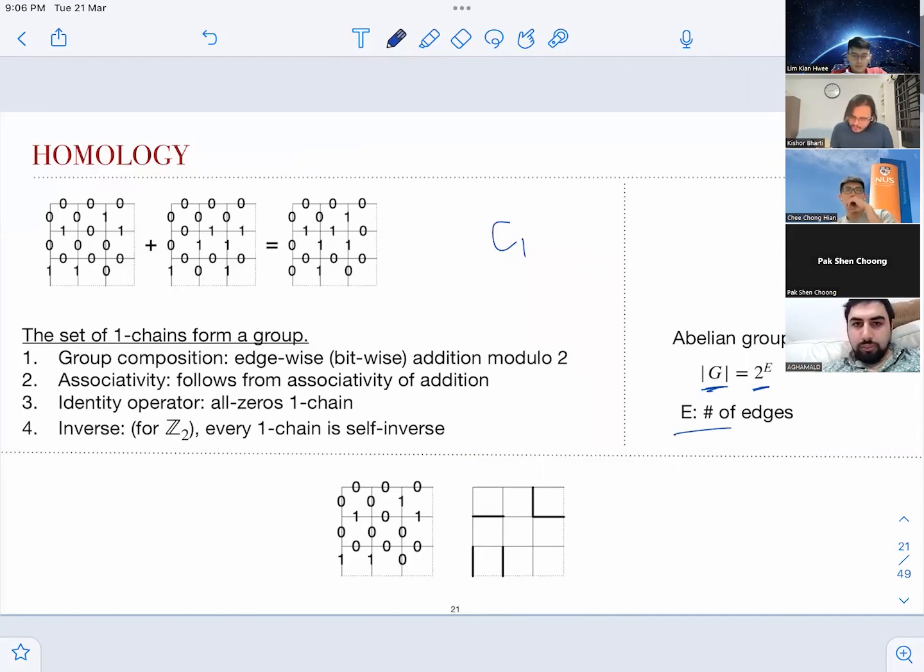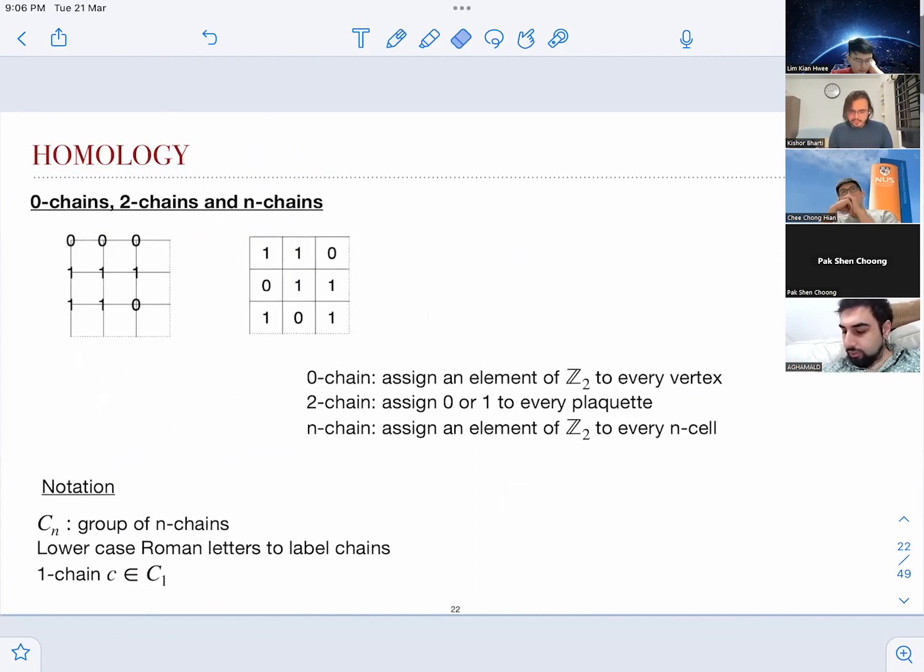One way to think of a one chain is that I'm interested in certain edges. Wherever there is a 1 here, I'm interested in those. If I'm interested in certain edges and I forget the others, I get the figure here. So it's nothing but a subset of edges. That's what a one chain is. It's nothing complicated. You just assign 1 and 0, where 1 means I'm interested in those edges and 0 means I'm not interested there. Similarly, you can think of a 0 chain, a 2 chain, an n chain.